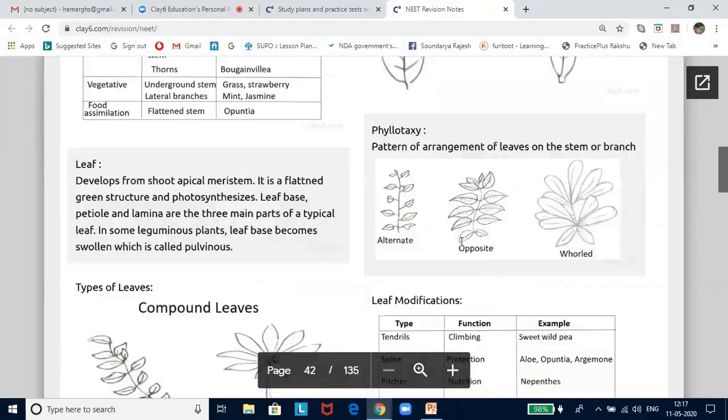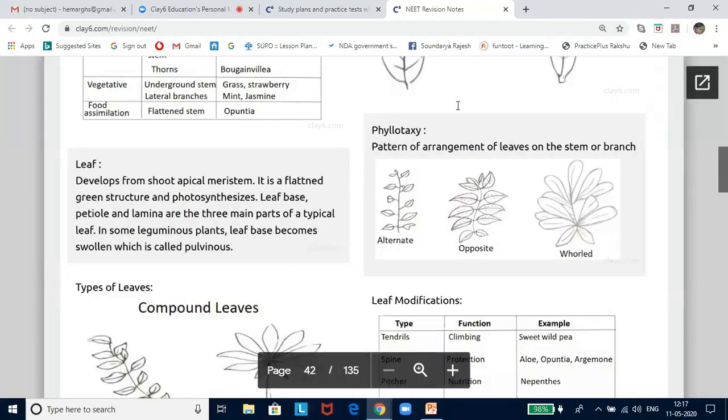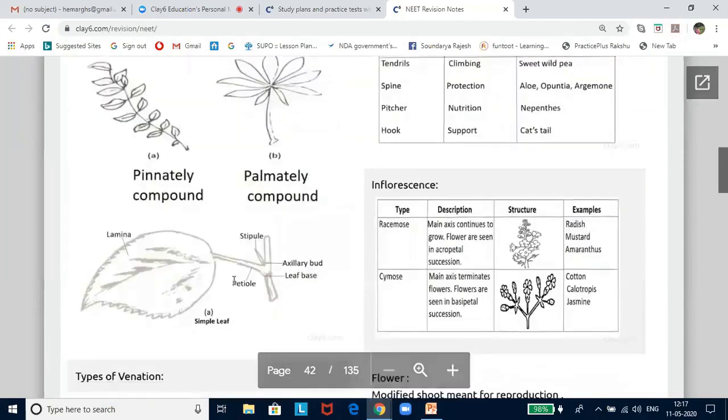Now let us get back to leaf. Now leaf develops from the shoot apical meristems. It is a flattened green structure, and it is the chief organ for photosynthesis. Now you are all very familiar with the diagram and those plants. Now a typical leaf, if you look at it, consists of three parts.